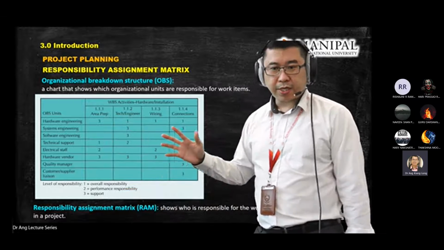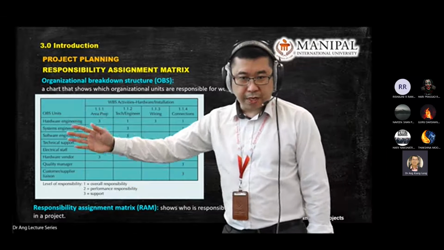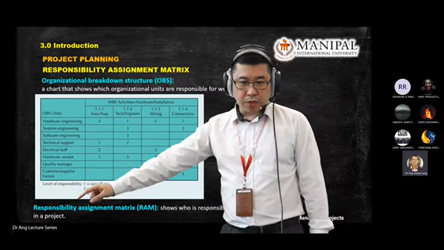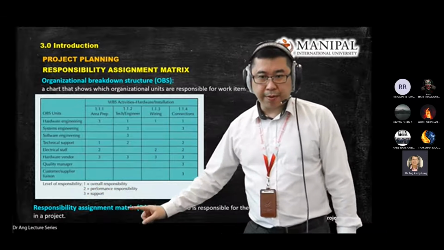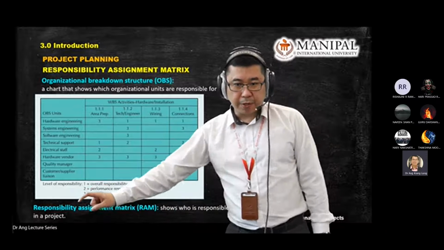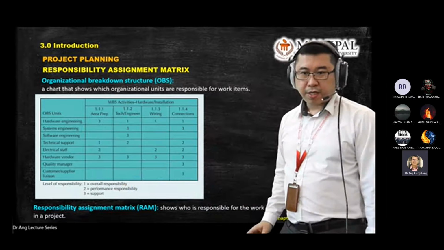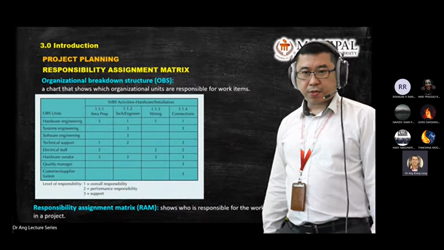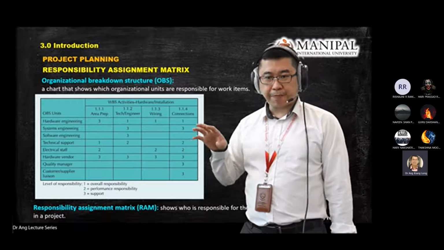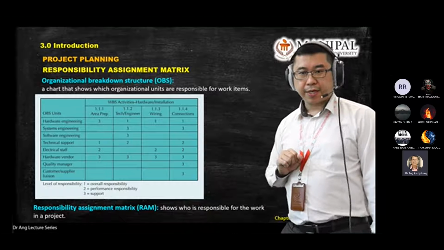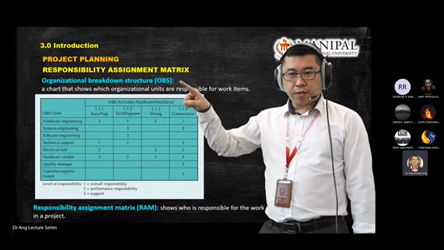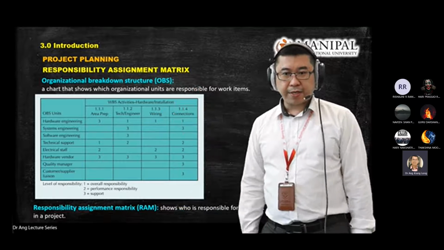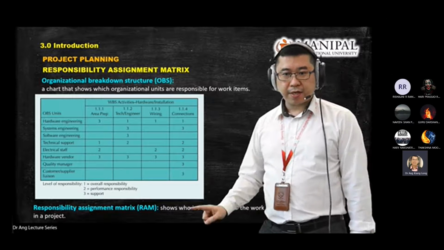What is the importance of the left-hand side and the columns? Another word that comes up is RAM, responsibility assignment matrix. It will tell you what the responsibility is in the projects, so who will be responsible for that particular item. So there are two new words on this slide, OBS and RAM.